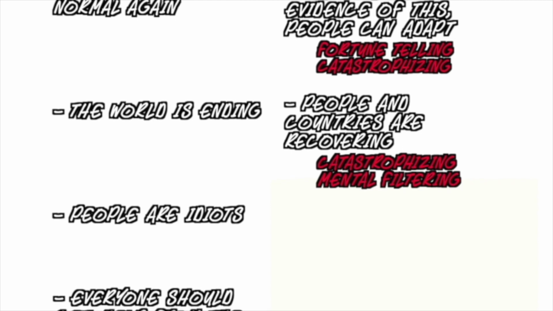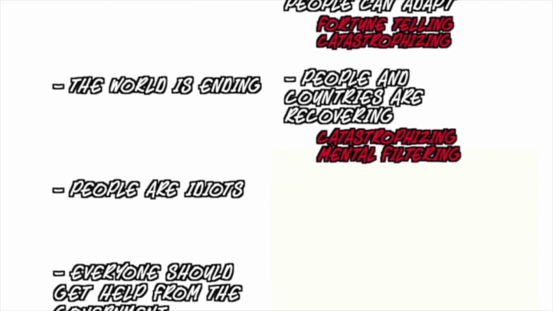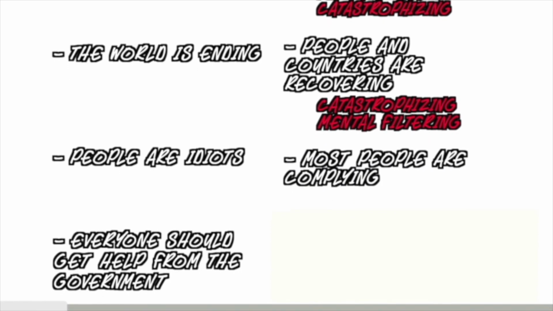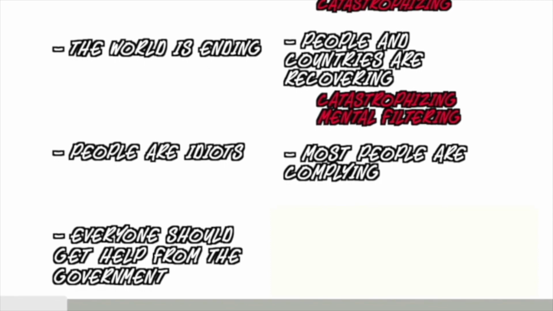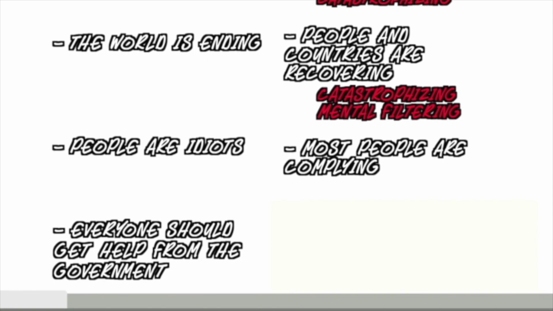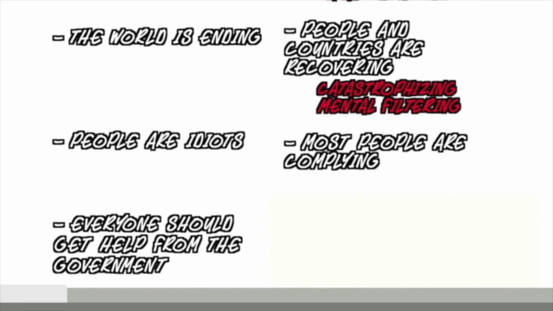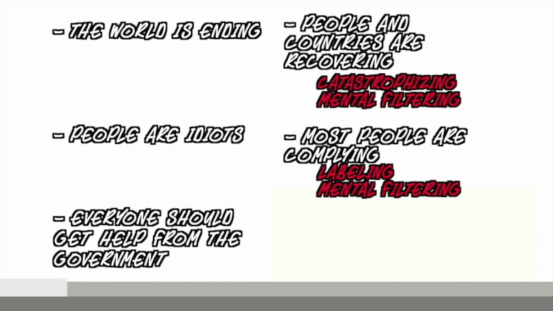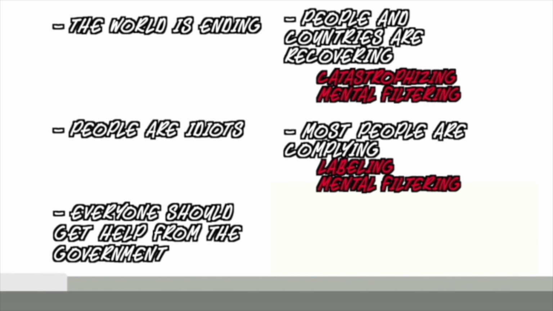So my next belief was, people are idiots. And that was looking at the fact that a lot of people aren't doing the social distancing, they aren't doing the isolation, so I'm just labeling them as idiots. But the truth is that most people are complying. I haven't let all that information in. So I'm labeling them as idiots, and I'm filtering out any of that positive information and just letting the negative in. So I might be starting to see some patterns by now.